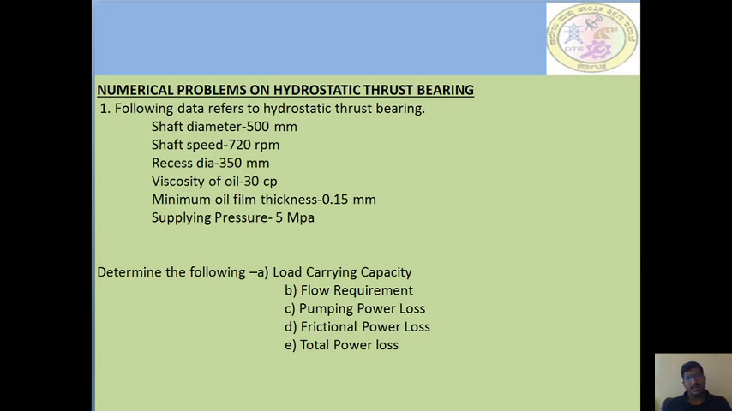The numerical problems on hydrostatic thrust bearing. See the first problem. The following data refers to the hydrostatic thrust bearing. The shaft diameter is 500 mm and the shaft speed is 720 rpm. Recess dia is 350 mm. Viscosity of the oil is 30 centipoise, minimum oil film thickness is 0.15 mm, and the supply pressure is 5 megapascals. Determine the following.